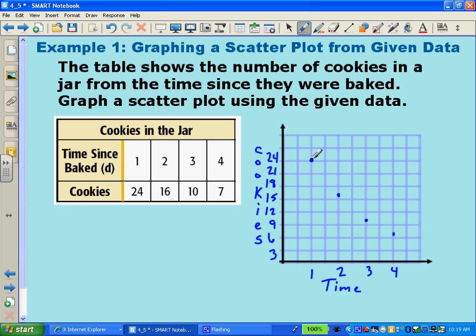Now scatter plots, we don't connect the dots, we just plot the points. So this would be my scatter plot of the data. Once again, I got to remember to label my axes. And that's how we make scatter plots.